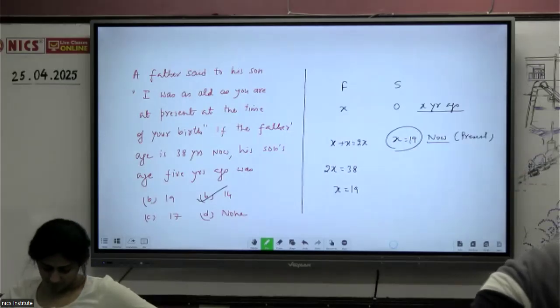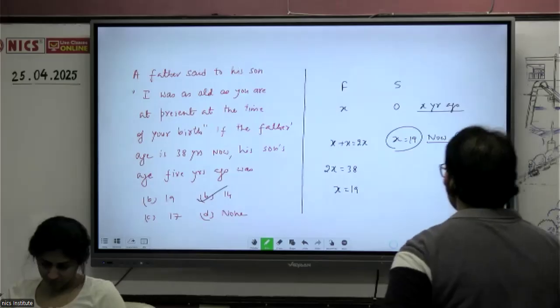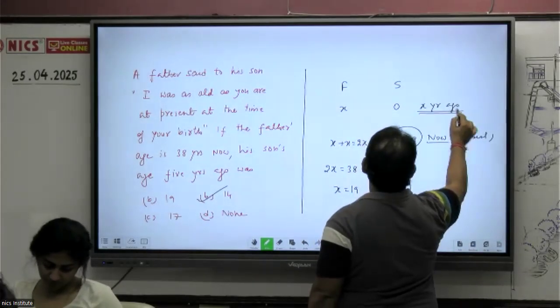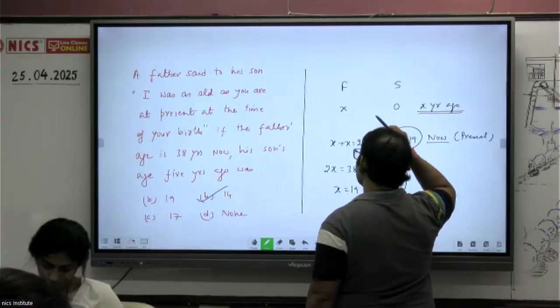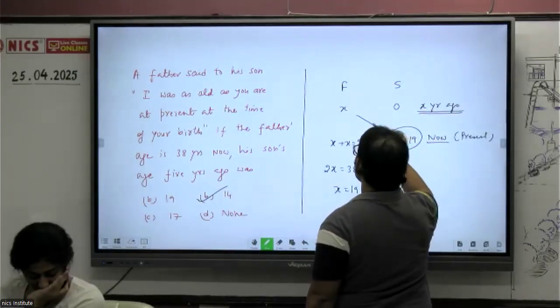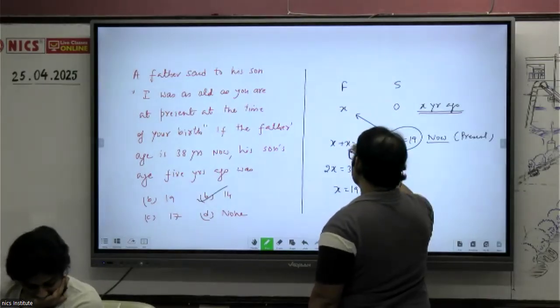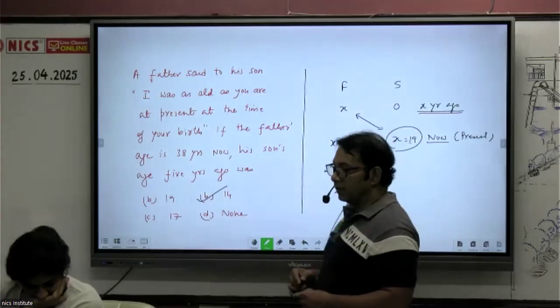So at present, son is x. So x years ago, son would be 0 at the time of birth. This is the time of birth. Son's age would be 0. Father was same as x today. So after x years, father would be x plus x, 2x. 2x is 38.